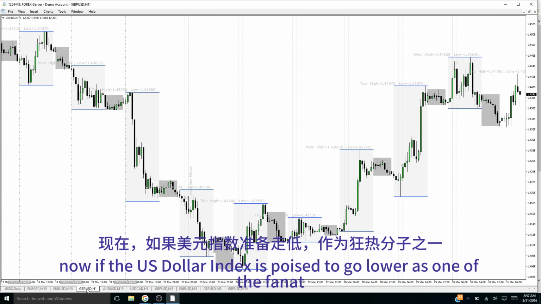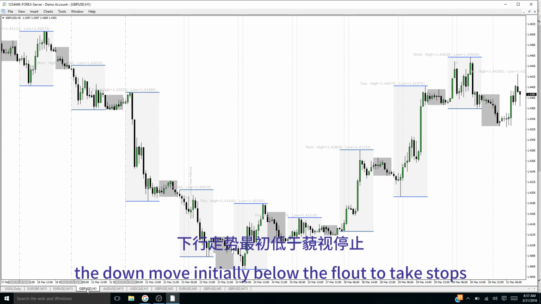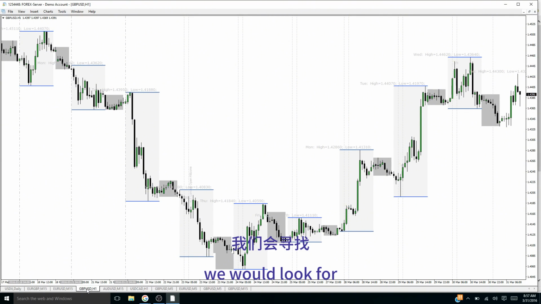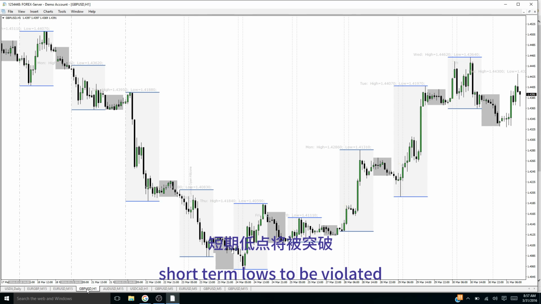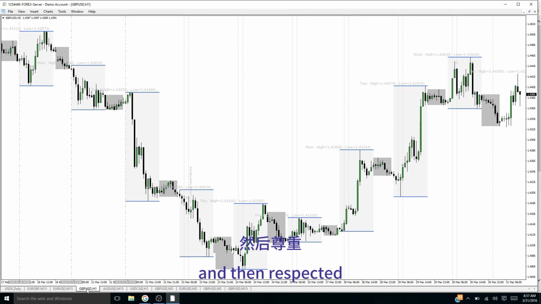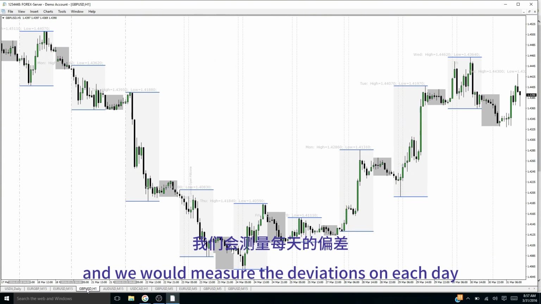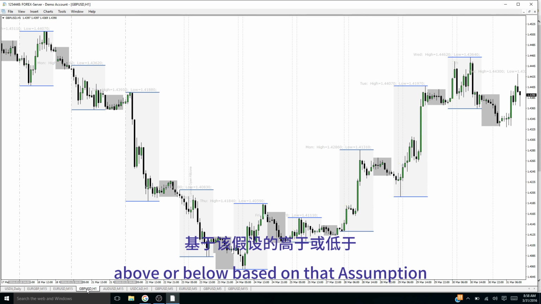Now, if the US dollar index is poised to go lower, as one of the potential scenarios that we were looking for to unfold this week, obviously we would look for what? The down move initially below the flout to take stops. We would look for short-term lows to be violated. We would look for new bullish order blocks to be formed and then respected. And we would look for range expansion on the upside. Okay? And we would measure the deviations on each day above or below based on that assumption.